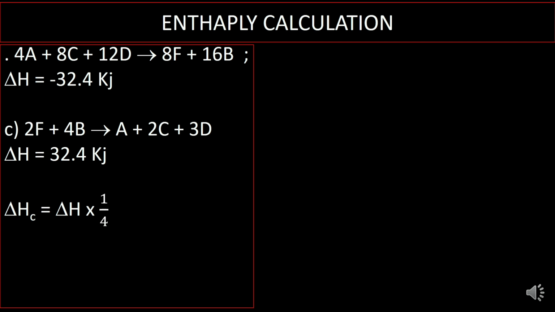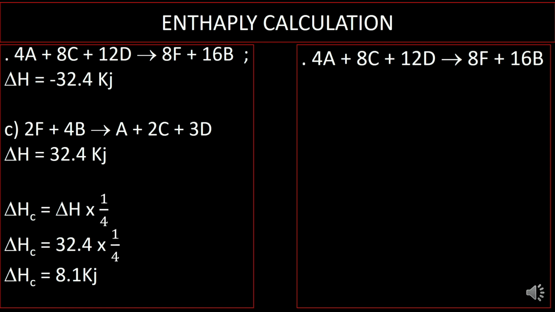So this can now be written as: change in enthalpy for question C is equal to the change in enthalpy of the general expression, reversed, times 1/4. That is 32.4 times 1/4, since it's the reversal. This gives us 8.1 kJ. Note there's no minus sign in this answer because we are considering the reverse of the general expression, unlike the rest.